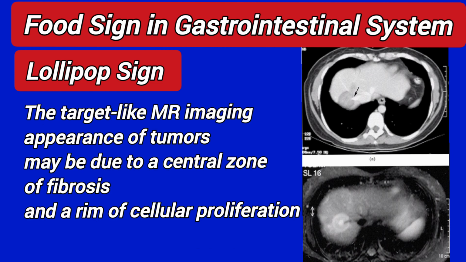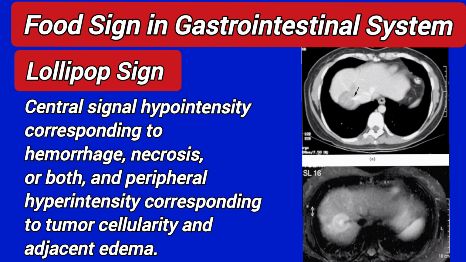The target-like magnetic resonance imaging appearance of tumors may be due to a central zone of fibrosis and a rim of cellular proliferation, with central signal hypointensity corresponding to hemorrhage, necrosis, or both, and peripheral hyperintensity corresponding to tumor cellularity and adjacent edema.